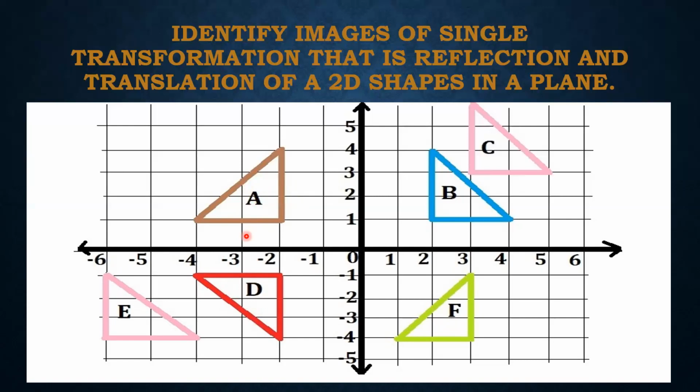The last aspect of the reflection is that shape D is a reflection of shape B in the line x is equal to what? Y. Good. Now let's talk about translation here.